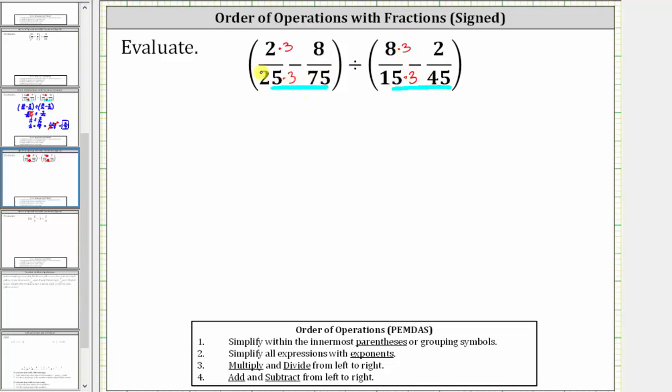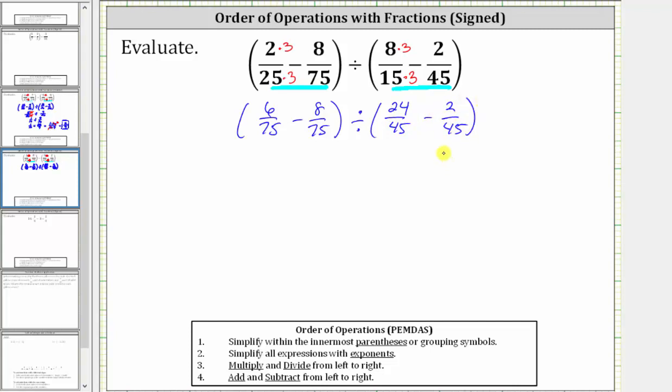Notice for the first difference, we have a common denominator of 75, and for the second difference, we have a common denominator of 45. Notice 2/25 is equivalent to 6/75, giving us 6/75 minus 8/75. Then we have divided by, for the second difference, notice 8/15 is equivalent to 24/45, giving us 24/45 minus 2/45.